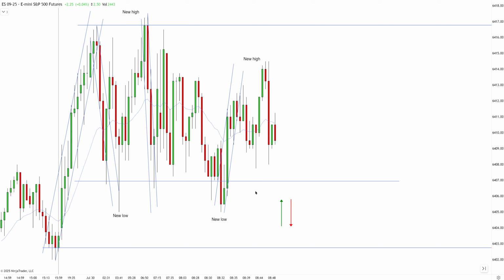We're looking at S&P 500 E-mini futures. The time frame is a 2000 tick chart. We're going to be working with price action. Before we start, today is FOMC announcement day, which means there is high impact news.